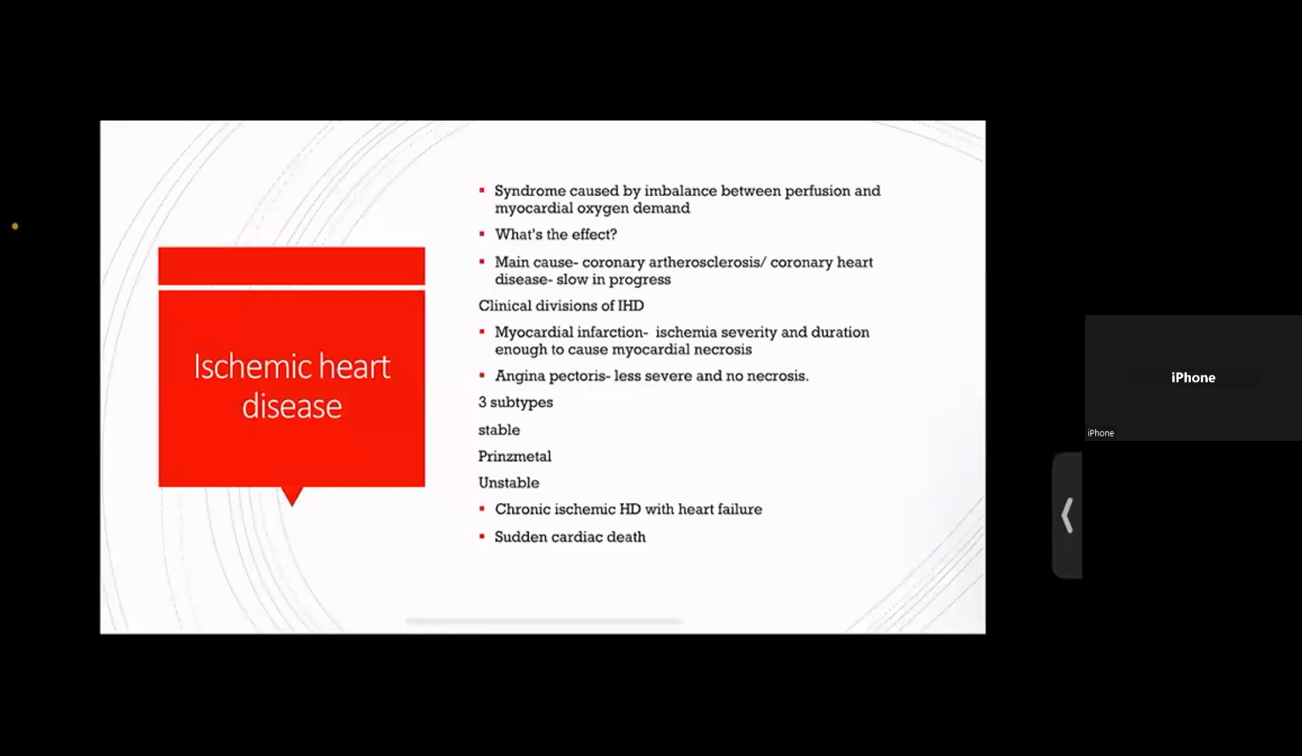So when you're talking about ischemic heart disease, we are saying it is a syndrome caused by an imbalance between perfusion and myocardial oxygen demand. Remember, this is a muscle. Therefore, it requires high oxygen and energy supply. Therefore, if we have an increased oxygen demand and we cannot meet this, we are going to have an imbalance. So the muscle is not going to be perfused, or it's going to be inadequately perfused.